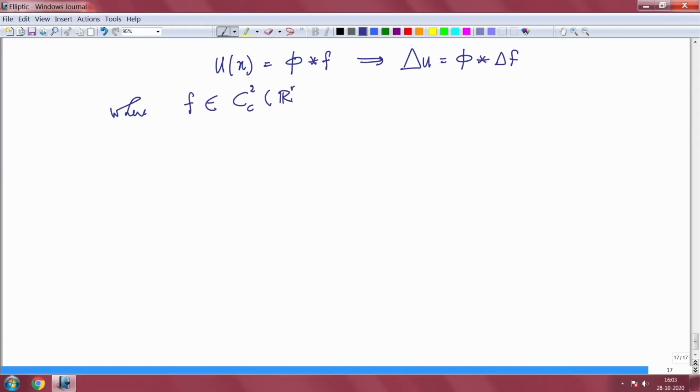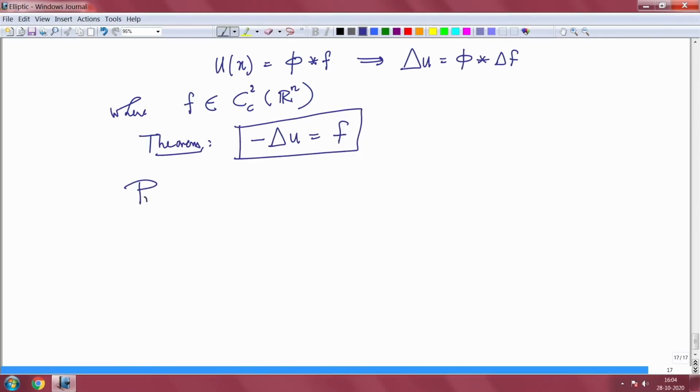You see, it is smooth, twice differentiable and has compact support. The theorem I already stated last time: minus Laplacian of u equals f, where phi is the fundamental solution. We are going to prove this today in this lecture.